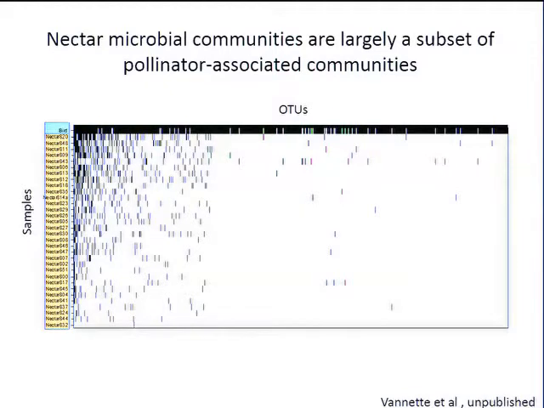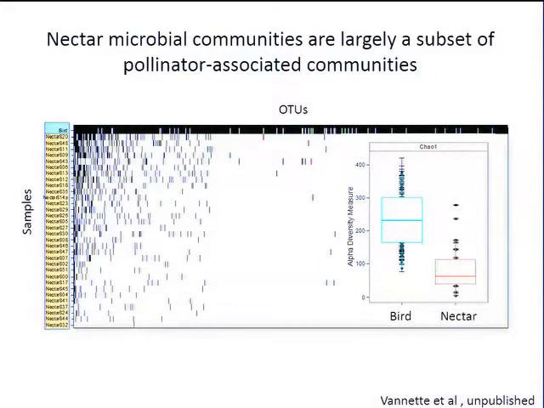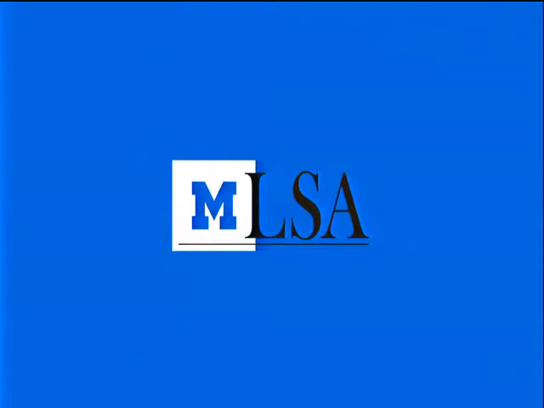So each line here represents a particular OTU that we have found. And birds, taken in aggregate, host a lot of different bacterial taxa. And what we see is that the bacteria that we find within nectar are largely a subset of those that are found on hummingbird bills. So that's what I'd like to emphasize in this figure. And if we just compare the alpha diversity between the two, we find many more OTUs associated with birds than we do in nectar, suggesting that nectar itself is actually quite a harsh habitat for microbes to live in.